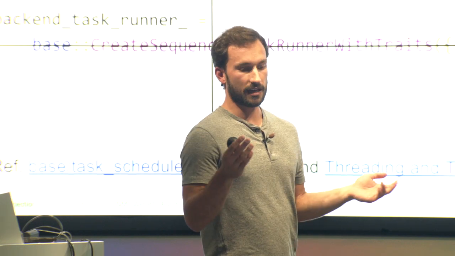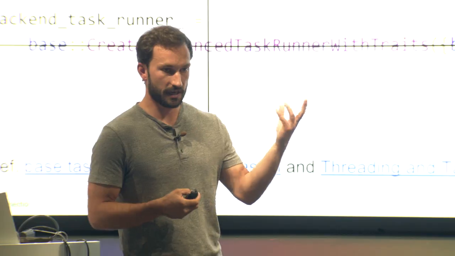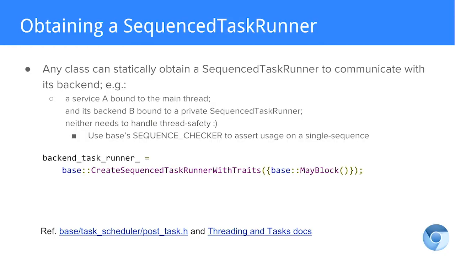How do you build such a class? Say you're building this service. You're building service A, which is bound to the main thread. You want to have a backend for your service. Your backend B is going to be bound to a private SequencedTaskRunner. I want my own sequence. Again, neither of them handles thread safety. They're running on their own sequences. And you can even use base SequenceChecker to make sure that this is happening. So SequenceChecker in assert builds is going to throw if you're using it wrong.